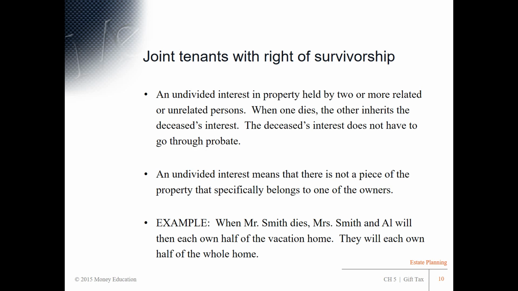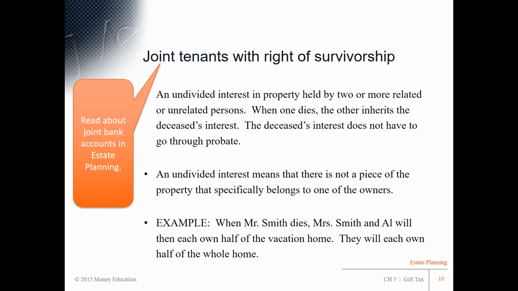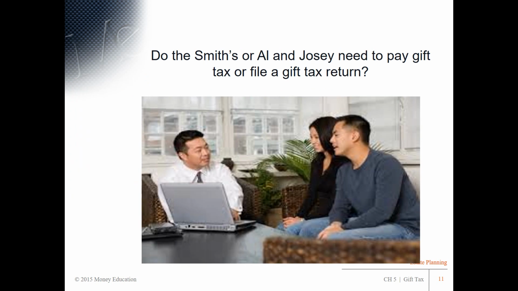So, for example, when Mr. Smith dies, assuming he dies first, Mrs. Smith and Al will then each own half the vacation home. So they'll each own half of the whole home. Read about joint bank accounts in estate planning. With joint bank accounts with joint tenants with right of survivorship, there's actually not a gift until the second person actually withdraws money.